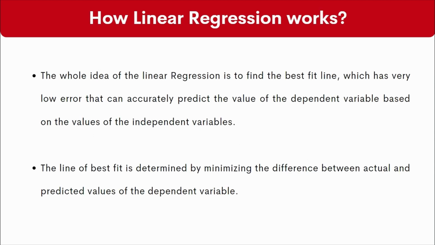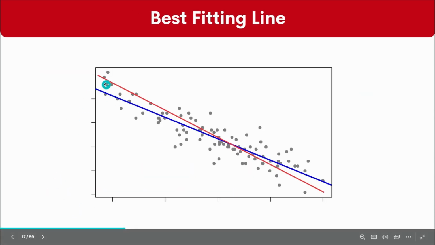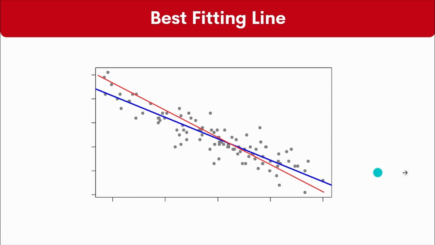So the whole idea of linear regression is to find the best fit line which has very low error, so that it can accurately predict the value of the dependent variable based on the values of the independent variable. Your aim is to reduce the error as much as you can. If the blue line is getting low error, then it's actually good. If the red line has the low error, then that is the best fit line which will be selected.